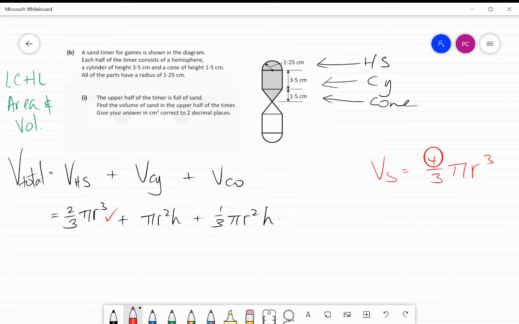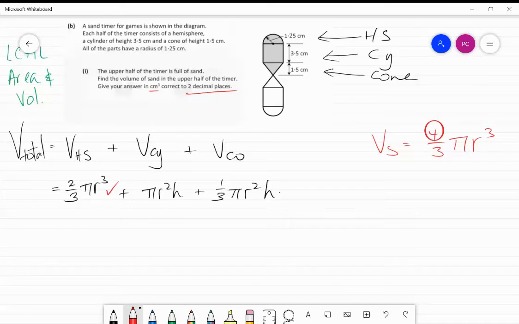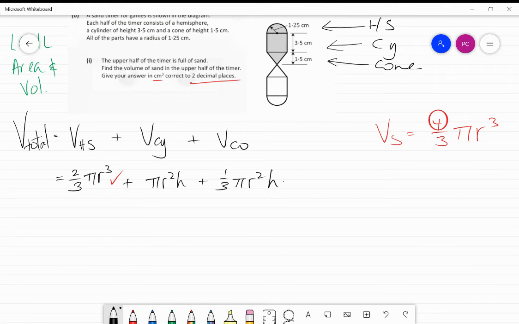Okay, give your answer in centimetres cubed. They're all centimetres, that's good, to 2 decimal places. If you don't leave it to 2 decimal places, you're not going to get full marks. So we'll go across here and we'll fit in what we know. It doesn't tell us to take pi as anything, so we're just going to use the calculator value.